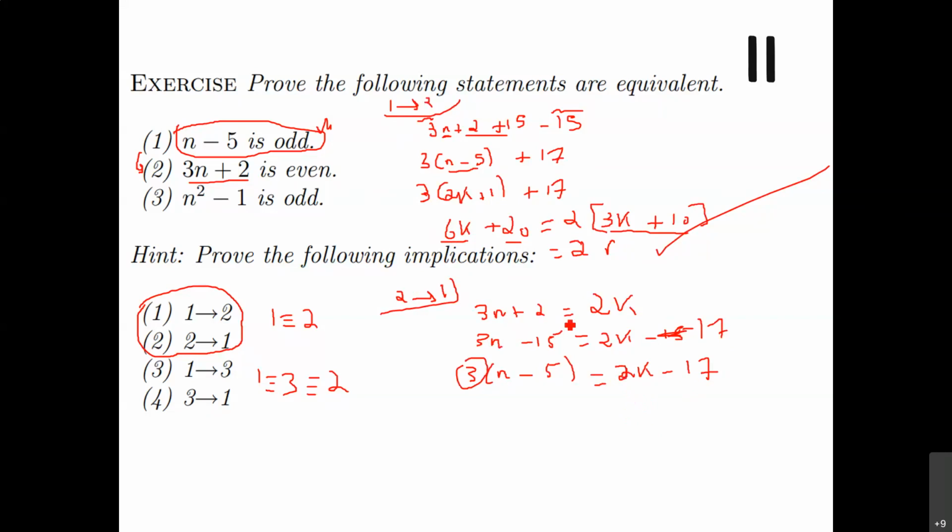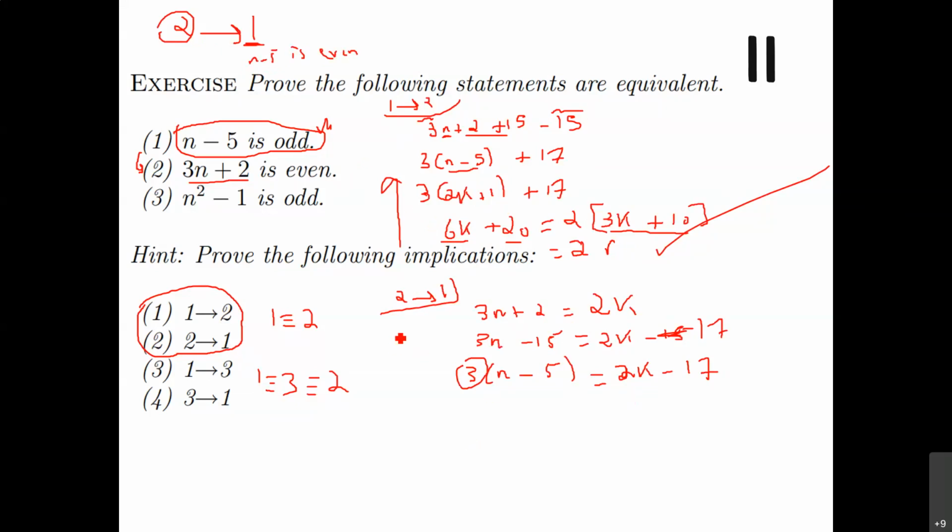So then I thought maybe I can try what I did with the first implication, but in reverse. Like I start here and go backwards. But to do that, I have to use contradiction, because in the proof, if I want to go backwards, I have to substitute n minus 5 by odd. But I can't do that if I'm trying to prove that it's odd. So instead, just like before, we have 2 implies 1. 2 is your given. Assume that 1 is wrong. So assume that n minus 5 is even, and let's reach a contradiction.